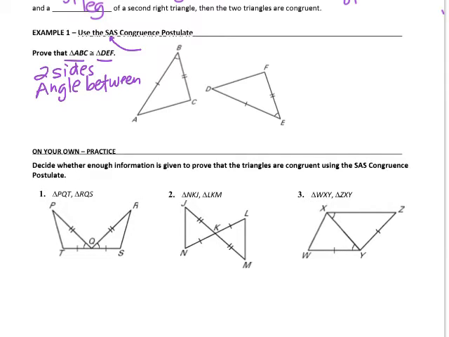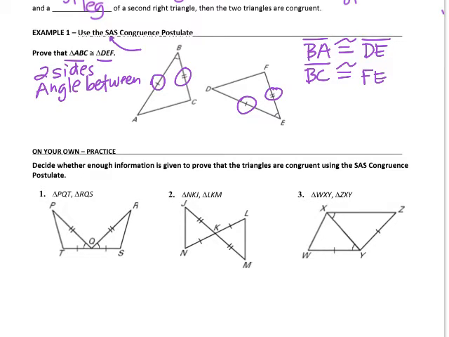So let's go ahead and list the things that we see. The 2 sides that I see here, 1 tick mark on BA, and we also have 1 tick mark on DE. And then we have 2 tick marks on BC and another 2 tick marks on FE. So those are the sides that are congruent.